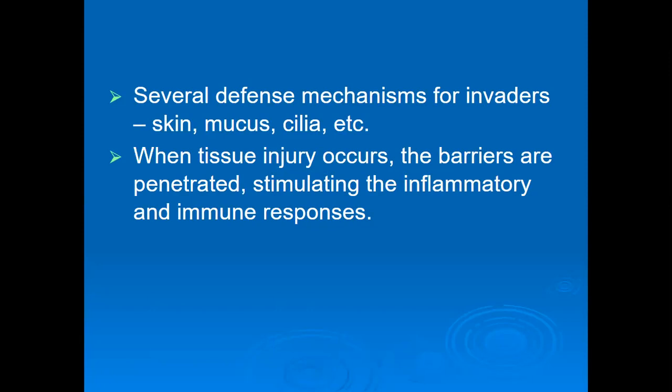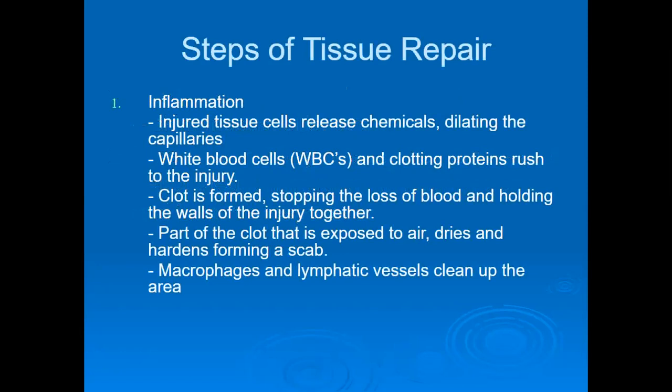But whenever we have a tissue injury, now those barriers that we need to keep us protected have been penetrated. And so our body goes through an inflammatory and immune response whenever our boundaries have been breached. And so that's what we're going to do, we're going to talk about what the body does when we damage our tissue. So it's divided up into steps, and each step has several things that happen.